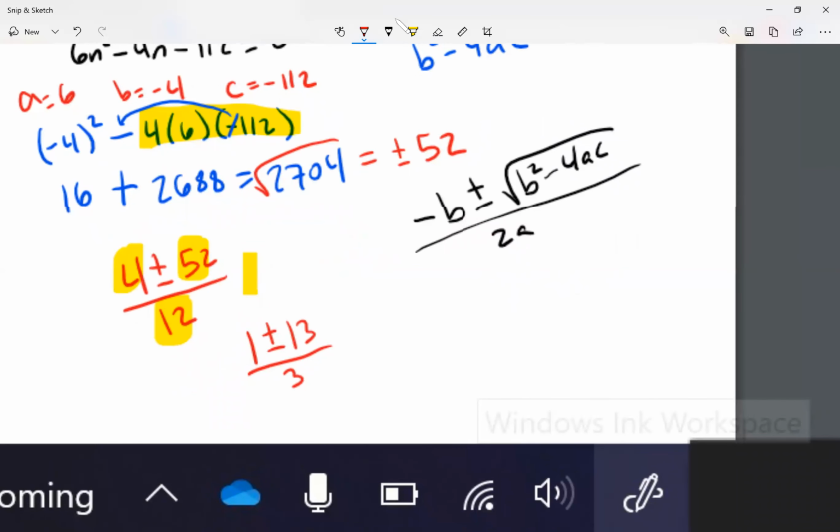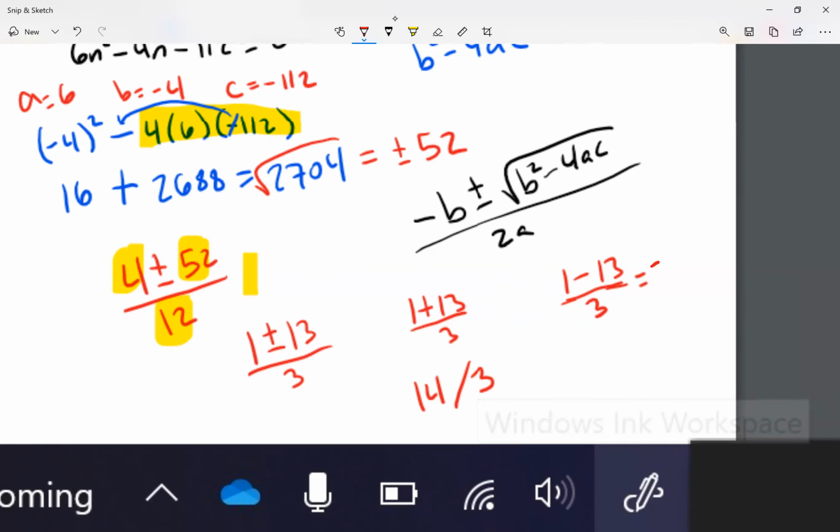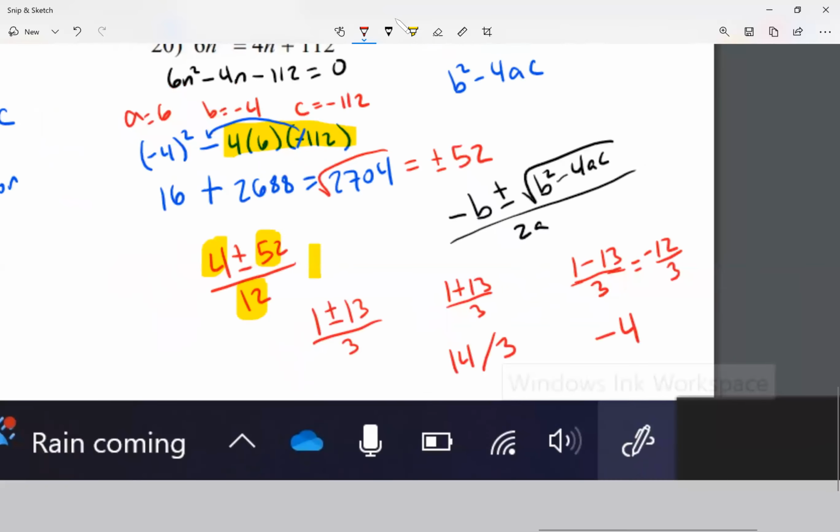Okay, so my answers are going to be 1 plus 13 over 3 and 1 minus 13 over 3. So I'm going to say my first answer is 14 over 3. For my second answer, I get negative 12 over 3. So I'm just going to call that negative 4. Simplify your fractions, right? One of them did stay as a fraction. The other one became a whole number. And that's it.